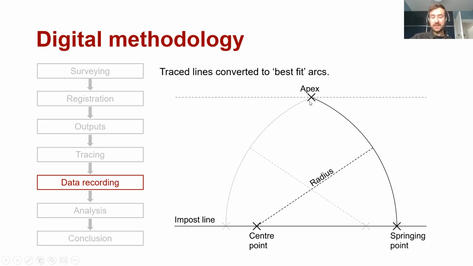The next is the apex, which is a notional point, and it's the highest level of the rib, and it's usually covered by a boss. The next point is the radius. So you can see here, we can extract the radius of each arc. And then finally, we have the center point of that arc and its relationship to the impost line. So they're the four key pieces of geometry.